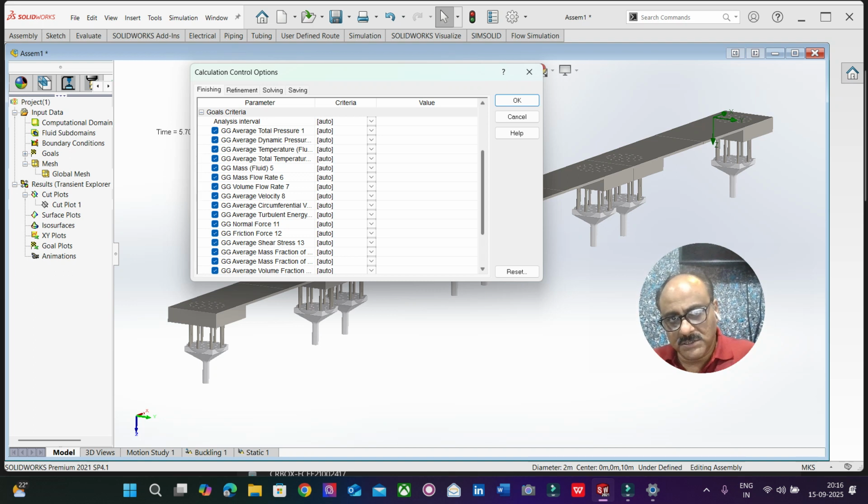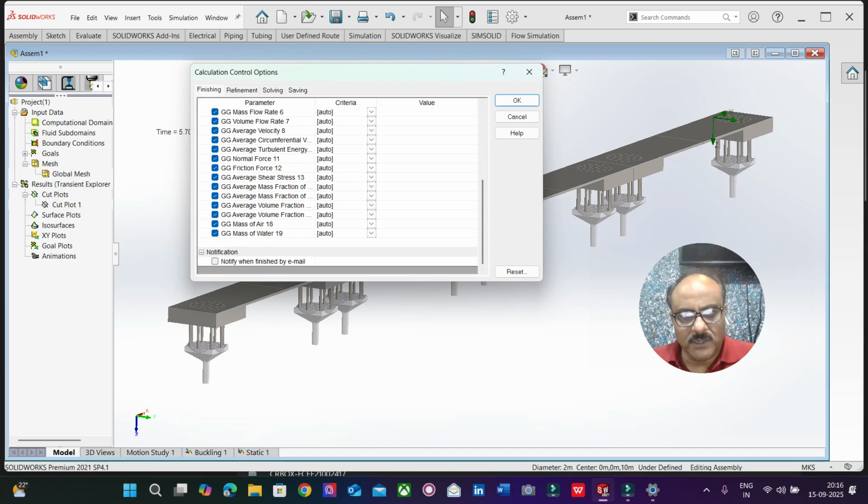I need to find out what is the volume fraction of the fluid. And I need to understand what is the mass flow rate and the volume flow rate. I need to find out the velocities. I also need to find out the circumferential velocities, the radial velocities, the axial velocities, and what is the total turbulent energy loss, and what are the normal forces and the frictional forces, because these are all the main parameters which are going to affect the entire design of the bridge.